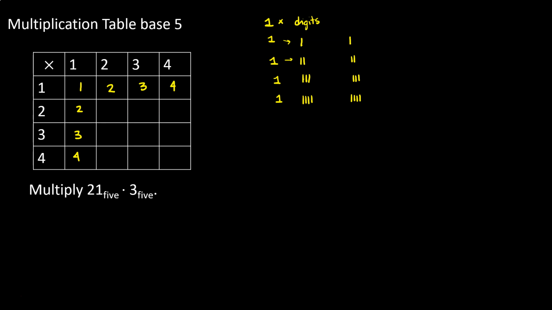And I've copied that in my first row and my first column because we know that multiplication is commutative, therefore 2 times 4 is the same thing as 4 times 2.